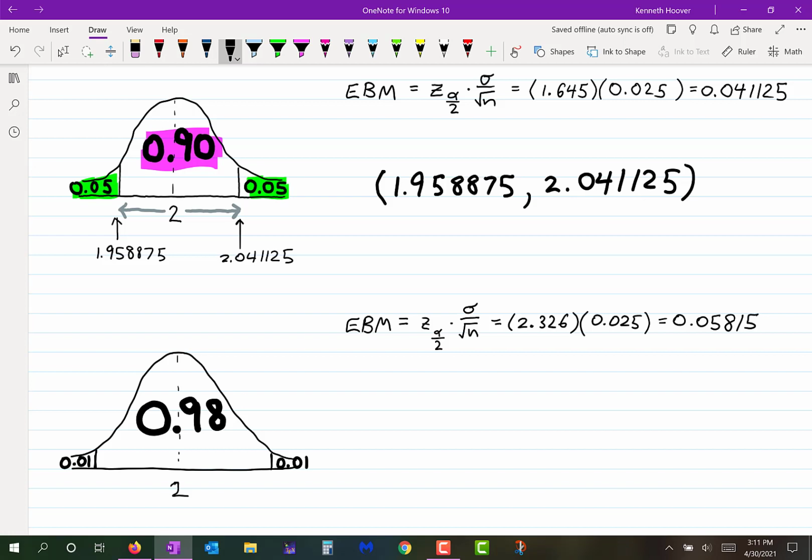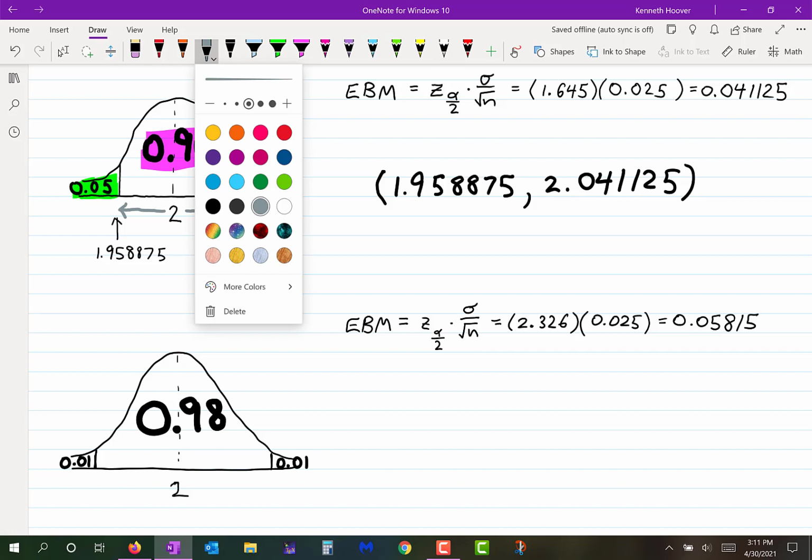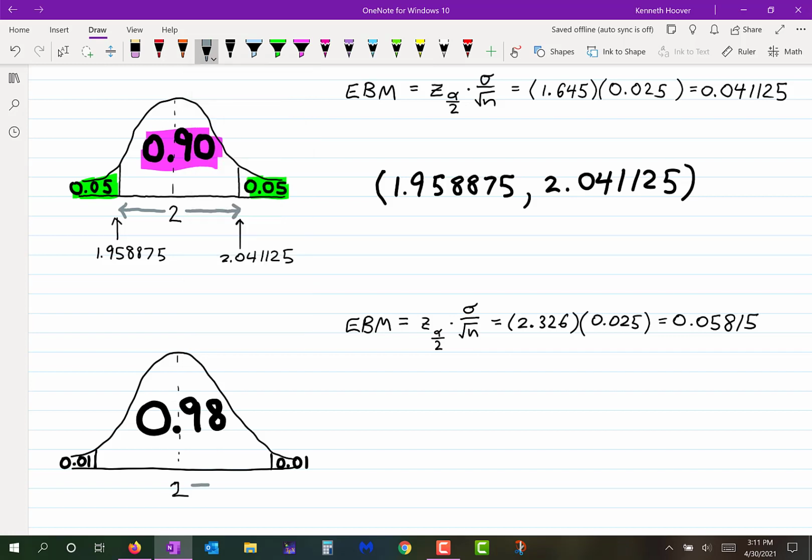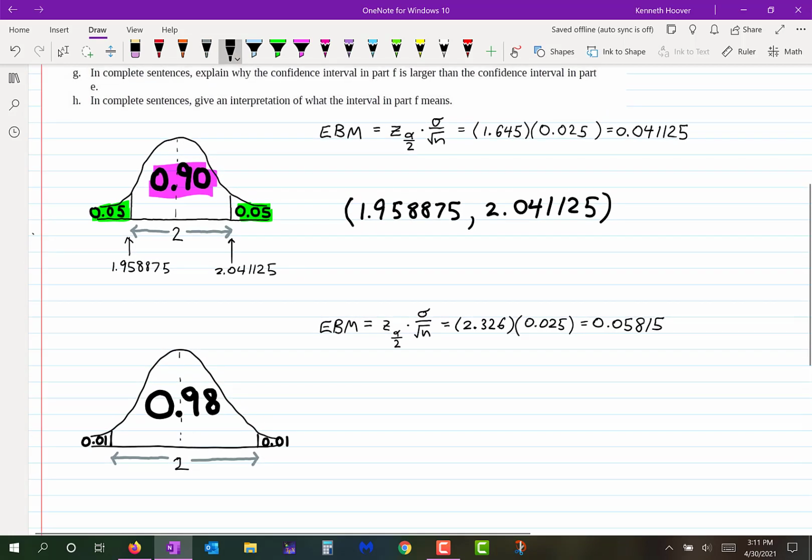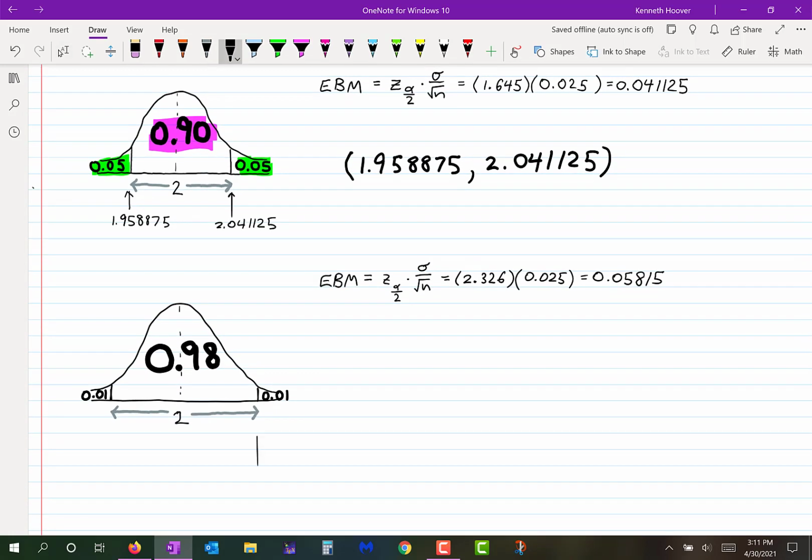0.05815. That's our error bound measurement. What's that representing? That's the distance from the center out to each of these lines, marking off the tails. So this one is 2 plus 0.05815, and this one is 2 minus 0.05815.